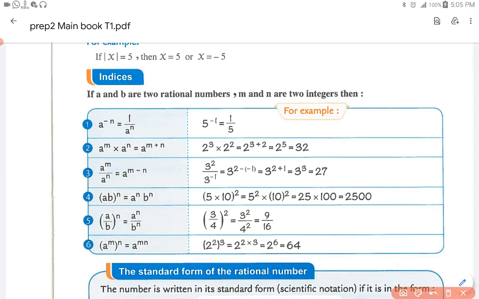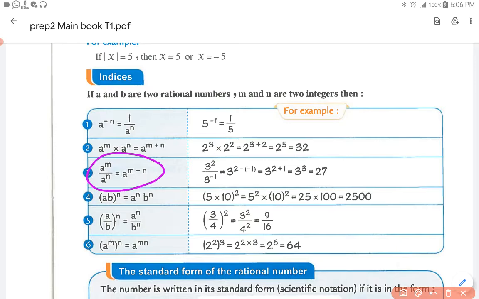When you divide, you will subtract the powers. لما بنقسم بنعمل طرح، subtract. a to power m divided by a to power n will be a to power m minus n.